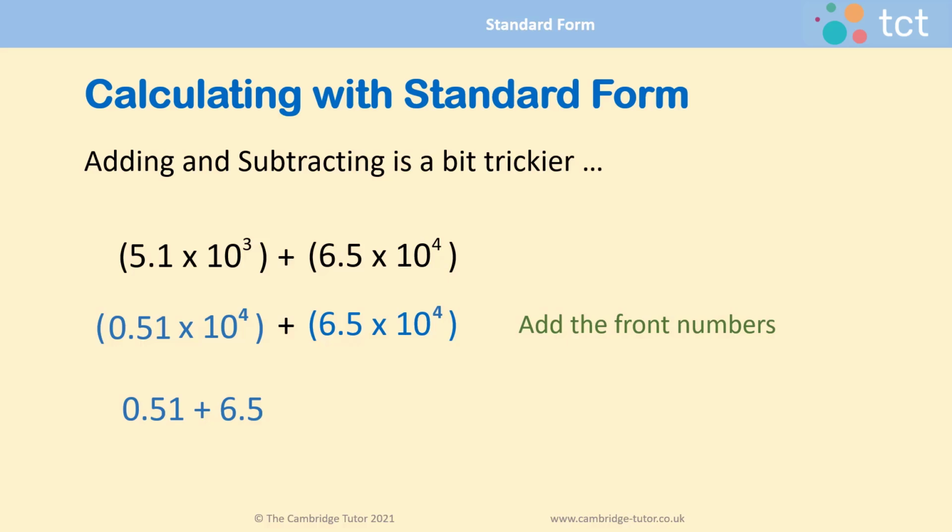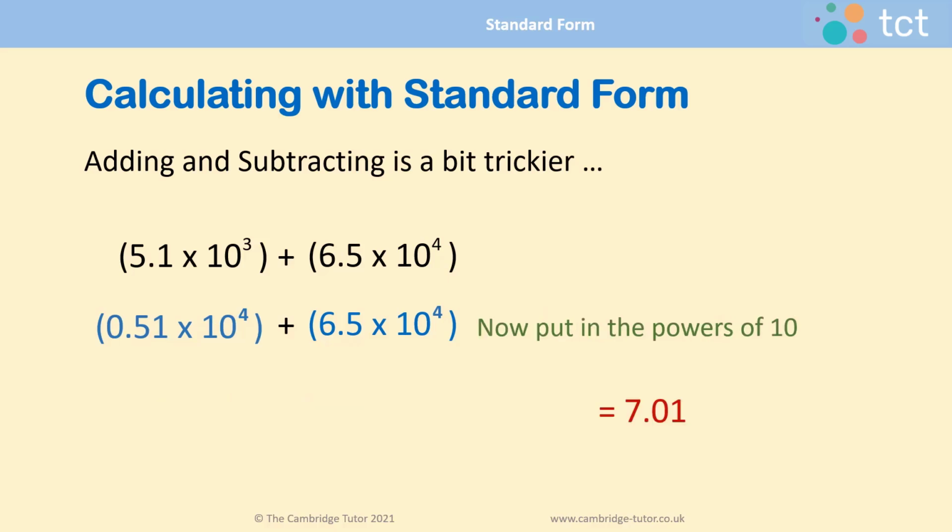0.51 add 6.5, and that's 7.01. So there's the first part of my answer. Now when you're adding numbers that have the same base and the same power, in this way we don't add those powers of 4 together, we just put them as they are with the rest of the answer. So the answer is 7.01 times 10 to the power of 4.